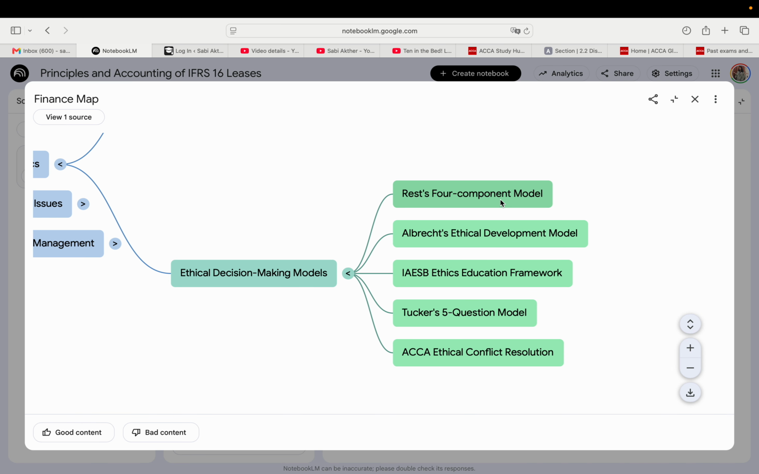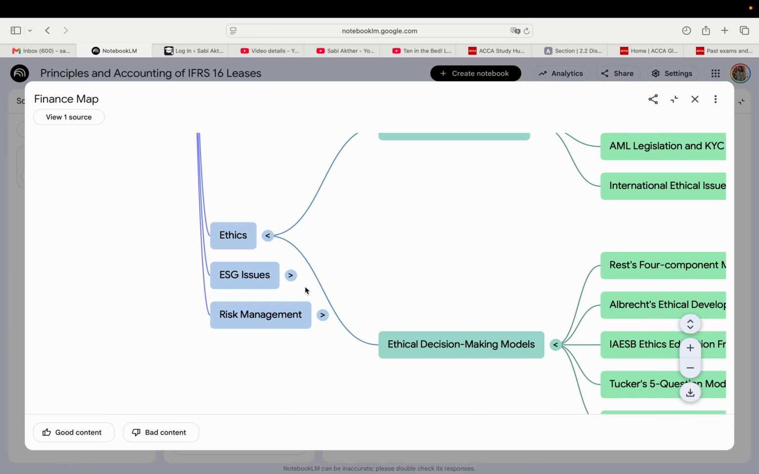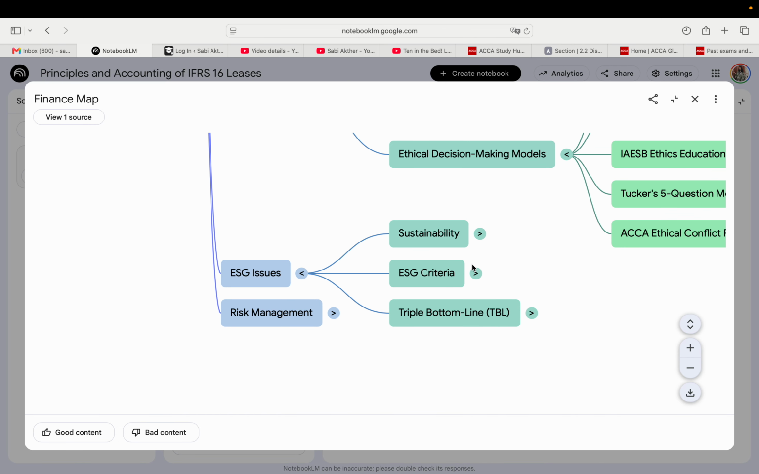Then these are the decision making model. Rest 4 component. Then we have ethical development model. Then we have IASB's ethic education framework, Tucker's 5 question, and ACCA ethical conflict resolution. So what is this 5 question? What are the 4 components? And also the various other models will cover in lecture 1. It has been covered.